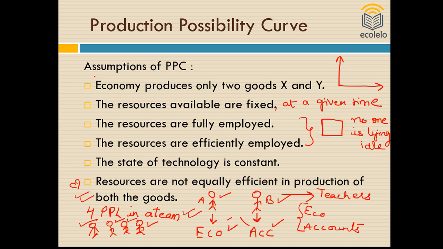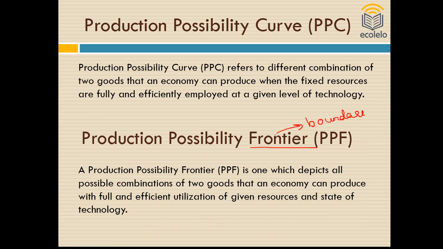Now we're going to put all these assumptions together and come back to that definition again. Now read this definition again. I hope that you have noted down those assumptions. Now see, all those assumptions except the last one would appear in this definition. So what is PPC? PPC refers to different combinations of 2 goods. So 2 goods, assumption 1, that an economy can produce when the fixed resources, assumption 2, are fully and efficiently employed at a given level of technology. Clear? So 5 assumptions are here.